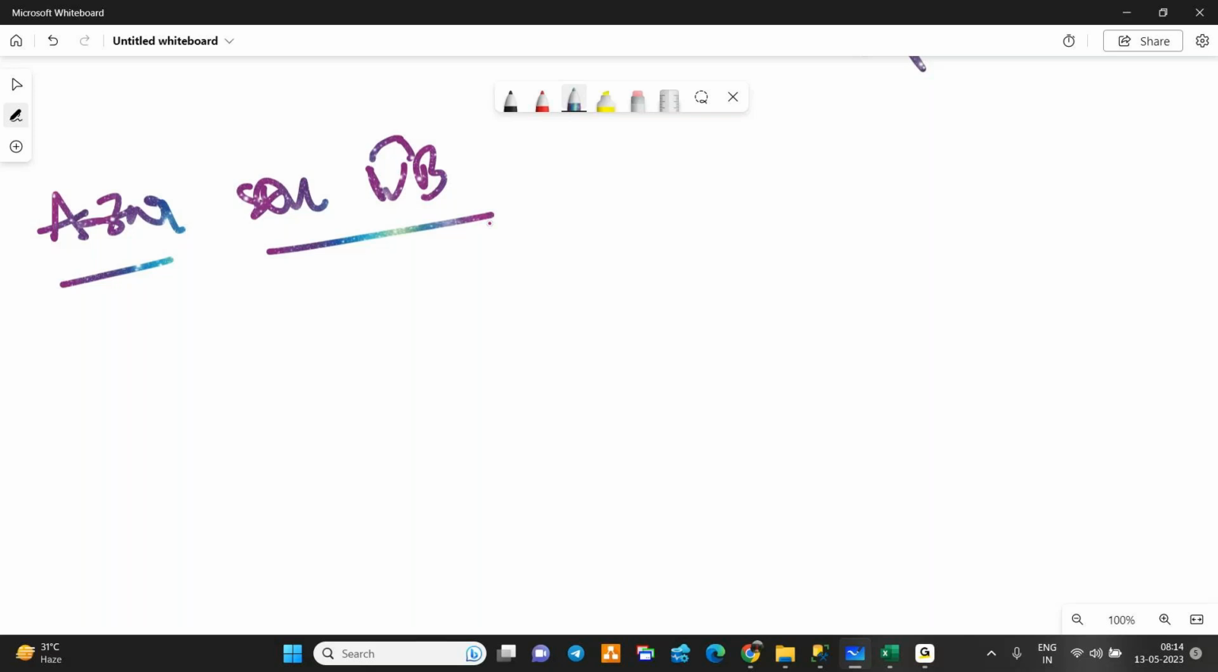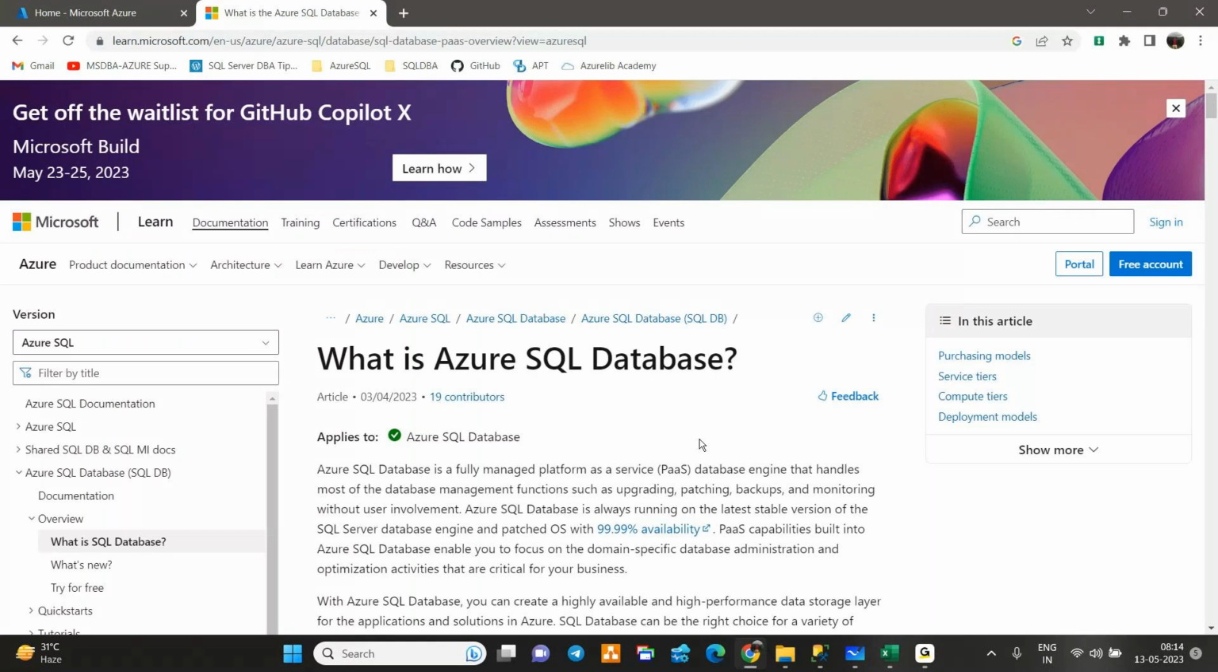For example, if I go to the Microsoft blog, especially for Azure SQL Database, it says Azure SQL Database is a fully managed platform as a service database engine that handles most of the database management functions, such as upgrading, patching, backups, and monitoring, without user involvement. So this is the PaaS platform, sir.